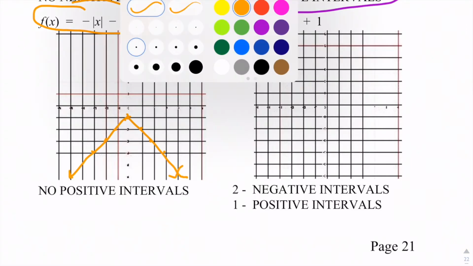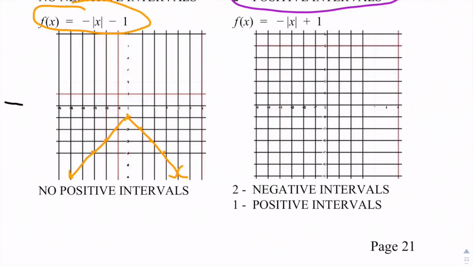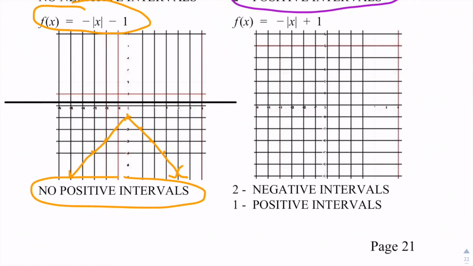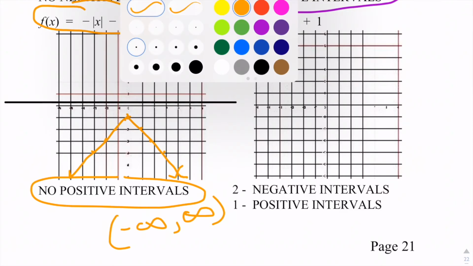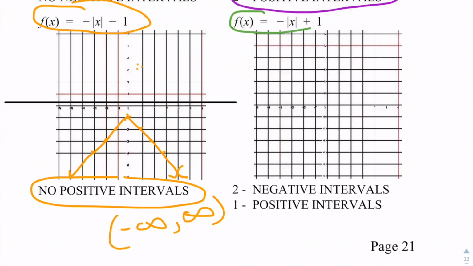And here, after we sketch in a darker version of our x-axis, close enough, we can see that there are no positive intervals because there's nothing above the x-axis. And we can tell that our negative interval is from negative infinity to positive infinity because the entire graph is below the x-axis. The last one we'll look at, we'll sketch in green, is this f of x.